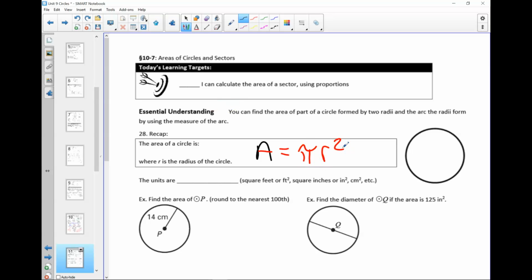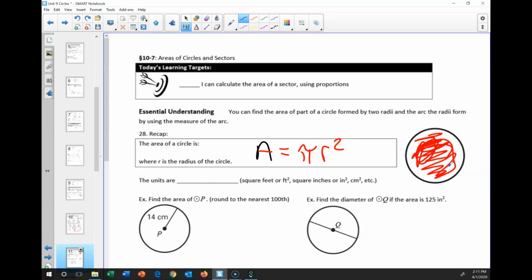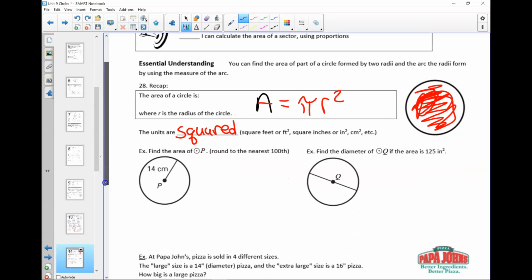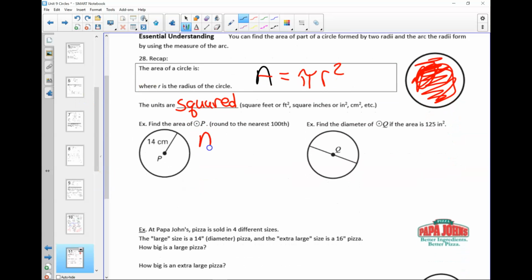Again, I'm using this on a tablet, so this is going to be a little bit different than what you've seen before. Okay, so area is basically the space inside a two-dimensional object. Okay, and the units are always squared because they have two dimensions, such as square feet, square inches, centimeters squared, etc. So to find the area of a circle, you just have A equals pi r squared.